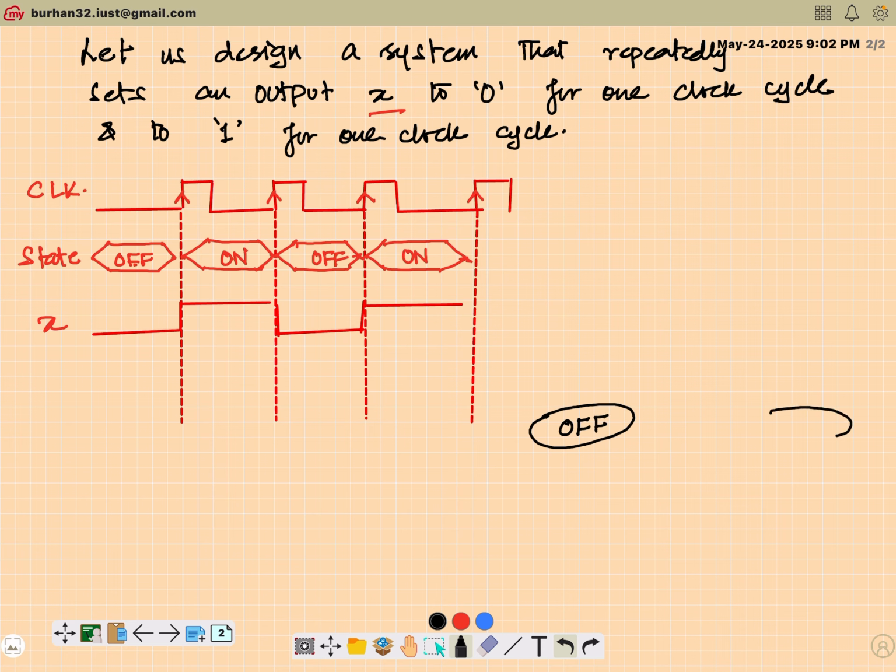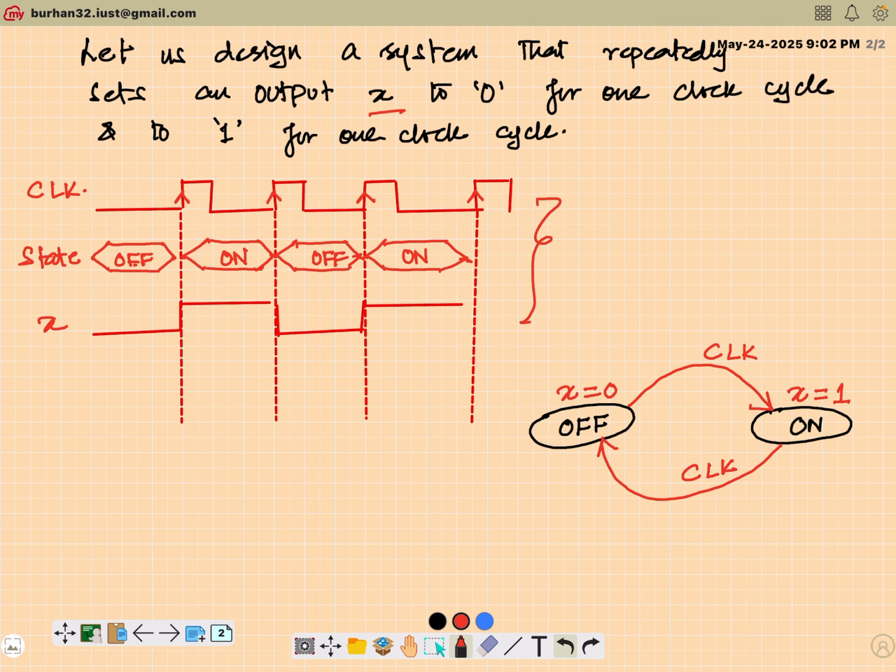Then I have a second state, I call it on. Fine. In the off state, my output X is 0. In the on state, my output X is 1. And every time a clock happens, I move from the off state to the on state at the positive edge of the clock. Then another clock happens, I move from the on state to the off state. Then another clock happens, again I move from off to on and so on. So this timing behavior I have captured in terms of a finite state machine.